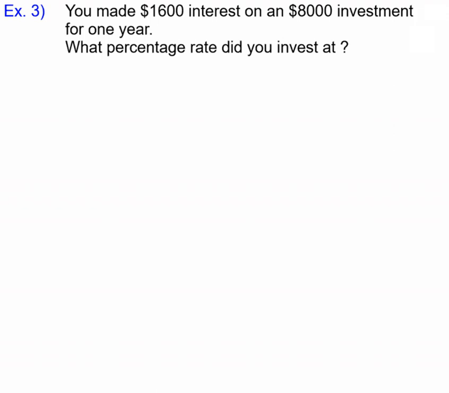So here it says you made $1,600 interest on an $8,000 investment for 1 year. What percentage rate did you invest at? So what we don't know is the percentage rate. We are looking for that letter R. We have no idea what that is. So if we remember our formula of I equals PRT, and we put in what we know.